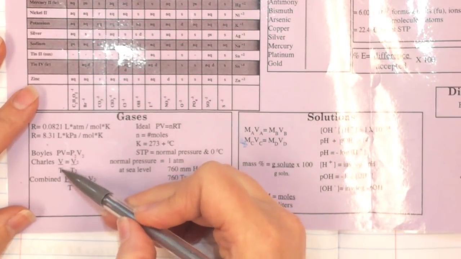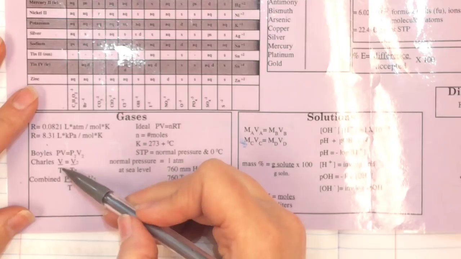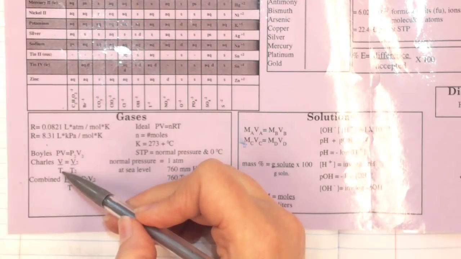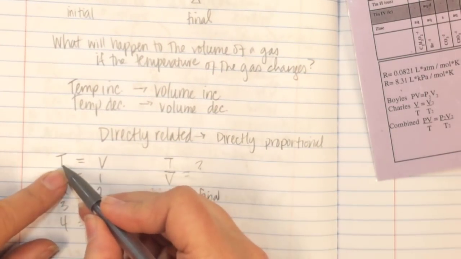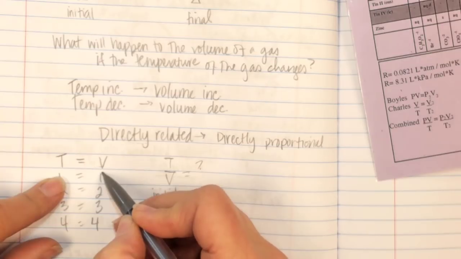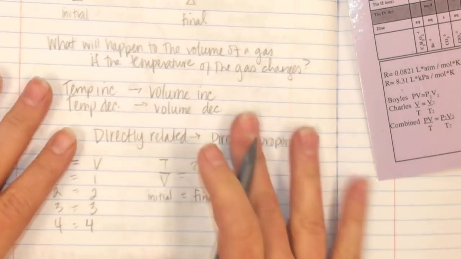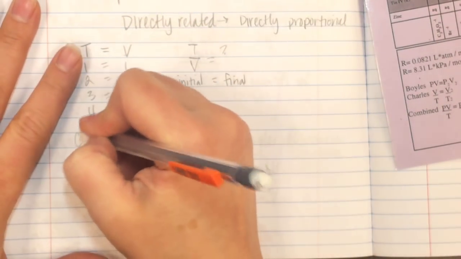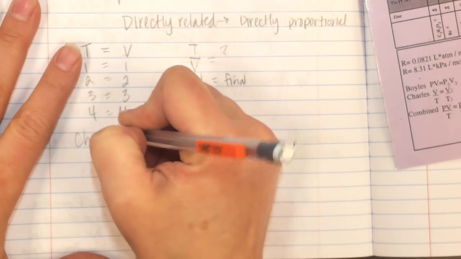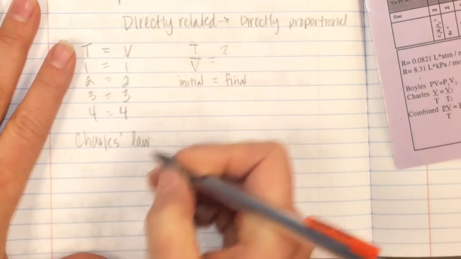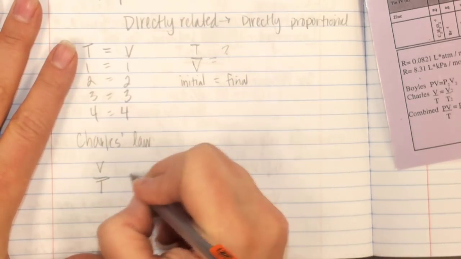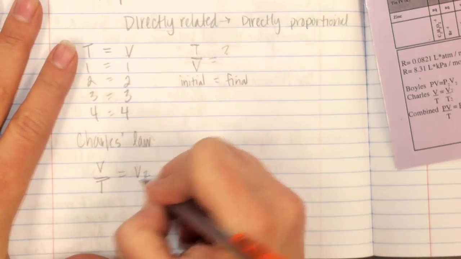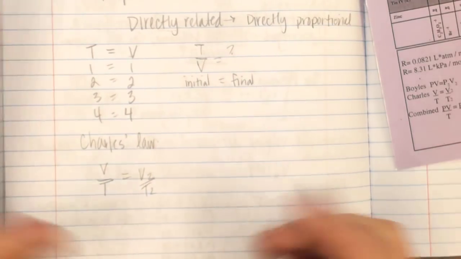Volume and temperature are directly proportional. This is not a problem. The V's on top, the T's on bottom, rock on. I wrote it the other way around, but that's totally okay. If I had T equals V and I'd solved it the other way, I'd have V on top and T on the bottom. Okay. So let's state Charles's law. Charles's law states that some initial volume will be equal to some final volume with respect to temperature.